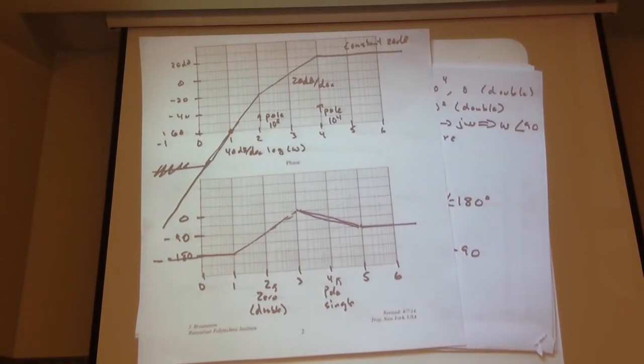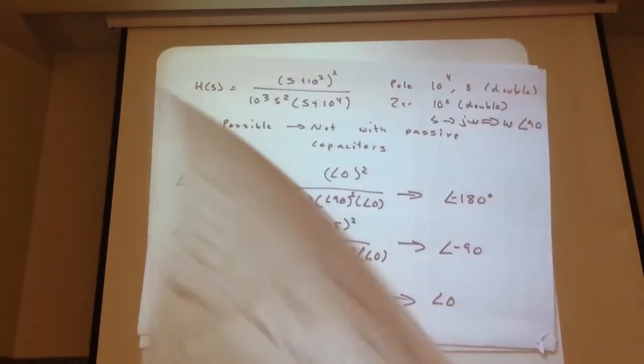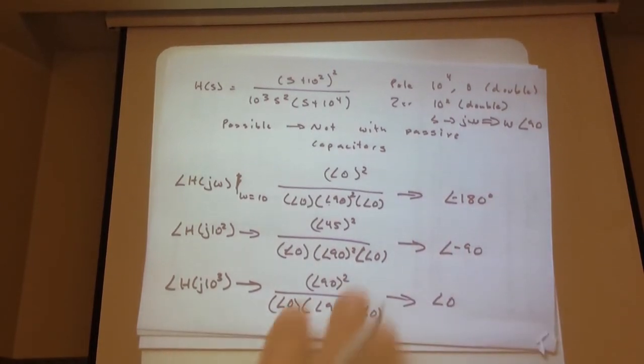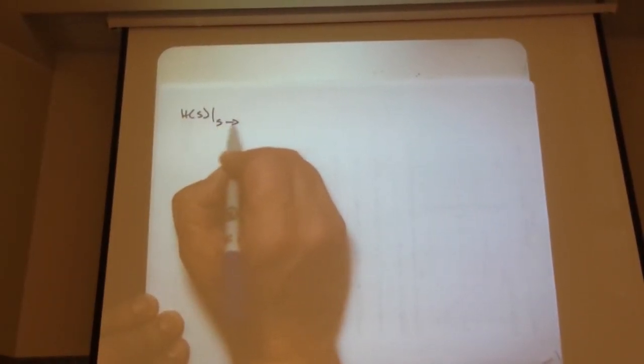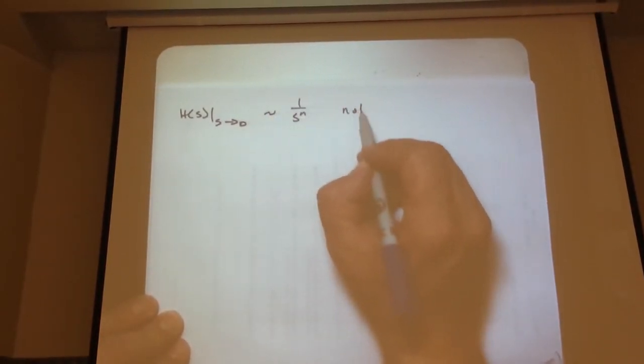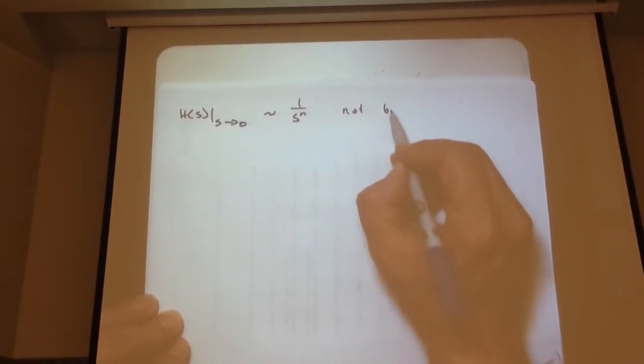Is there any way that we could tell by inspection, to look at the equation, that it can't be built using passive components? If it has a pole at 0 or infinity. So, yeah, there's two possibilities. If H(s), as s goes to 0, is approximately 1 over s to the n, that's not doable with passive components.